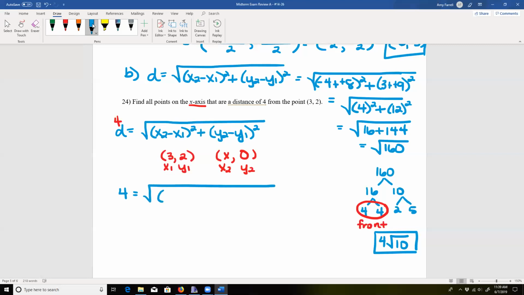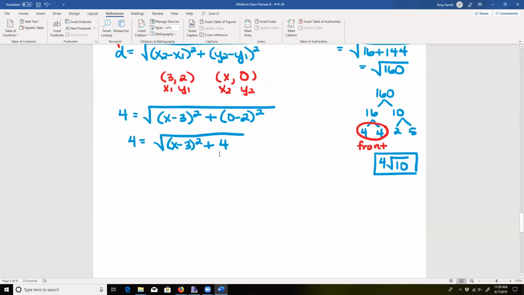So 4 is our D, x minus 3 quantity squared under the square root plus 0 minus 2 quantity squared. So we have 4 equals the square root of x minus 3 quantity squared plus 4, because 0 minus 2 is -2, but then when you square, you get 4.